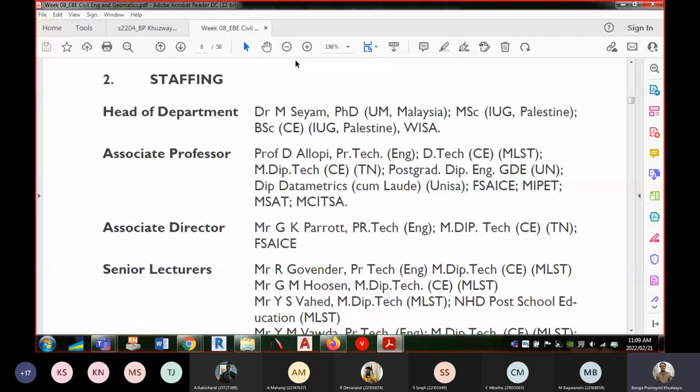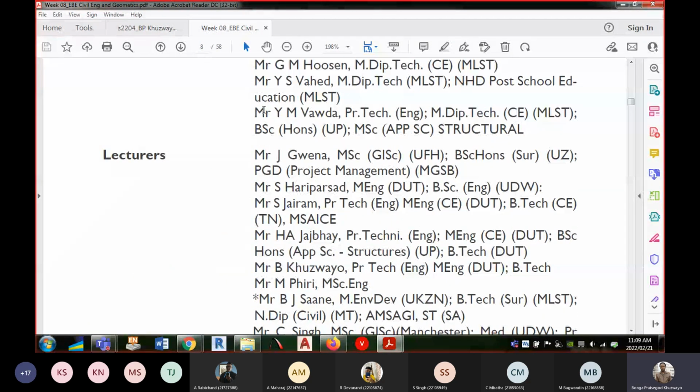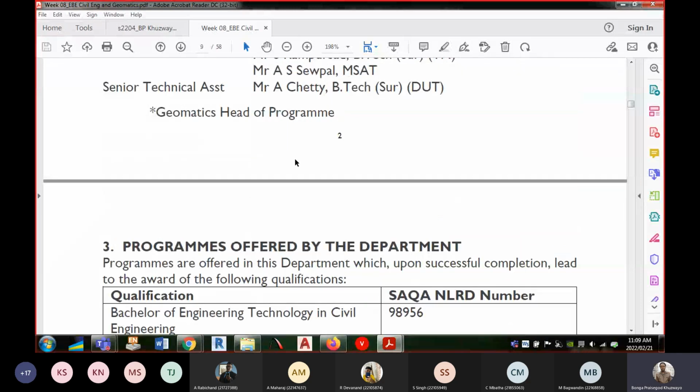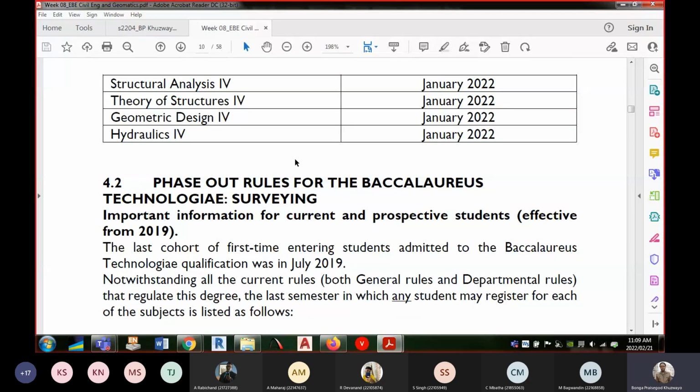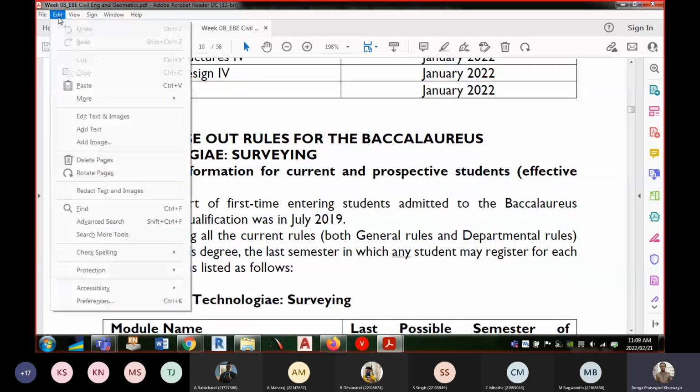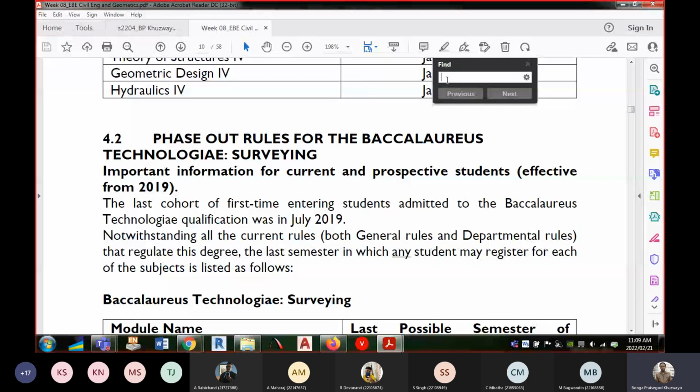In terms of the staffing, you can see our staff complement, technicians, and then in terms of the rules that I need to discuss with you, I'm going to use the search command. The first one is timetable clashes. Let's check that one.